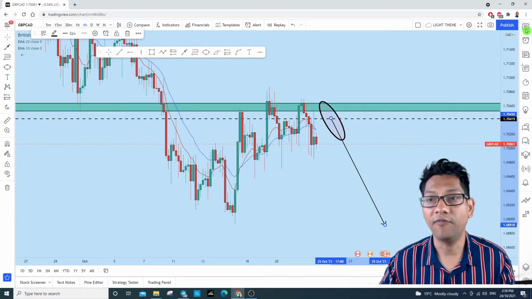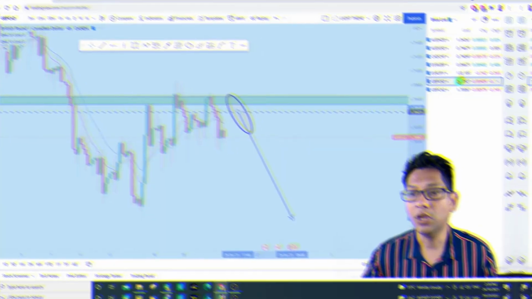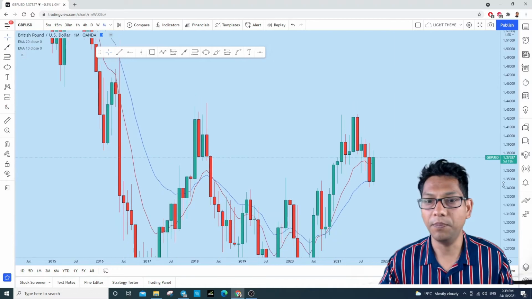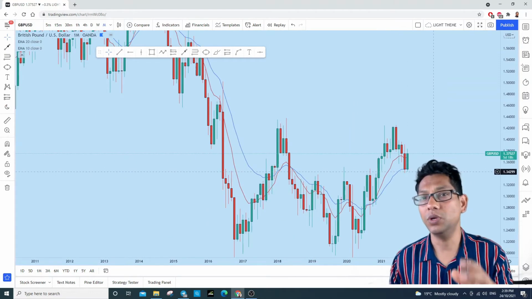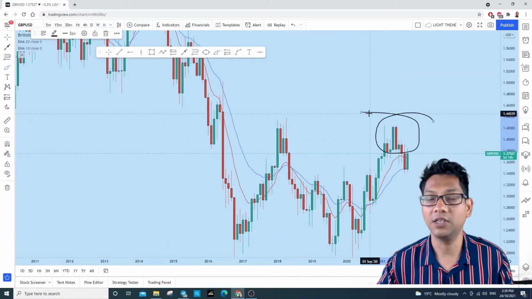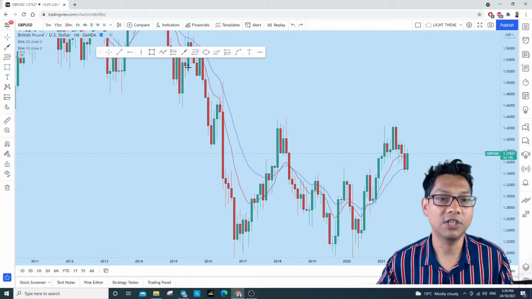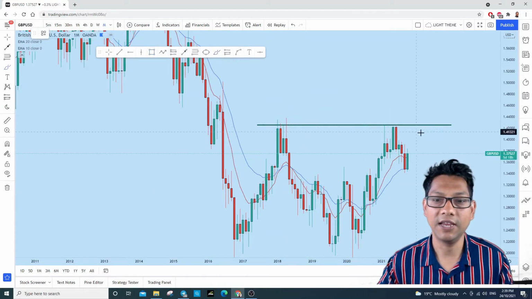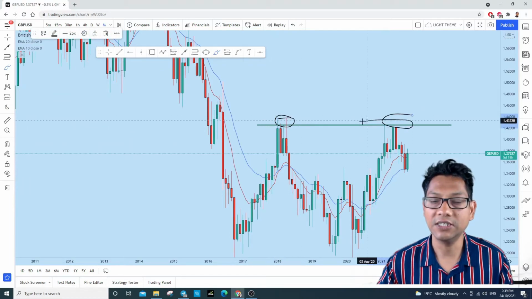Let's jump on to GBPUSD to see how it unfolds a trading opportunity. Now GBPUSD, on the monthly, first of all look at the bigger picture. GBPUSD has created a reversal pattern on the monthly. So this is a typical reversal pattern. From this resistance we see that it has created a head and shoulder here, and also there is a resistance here, there is a resistance here.